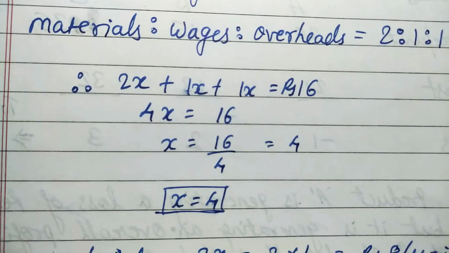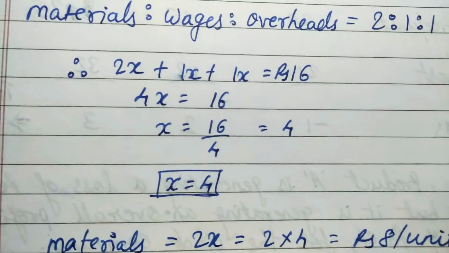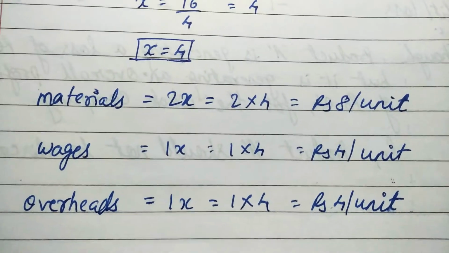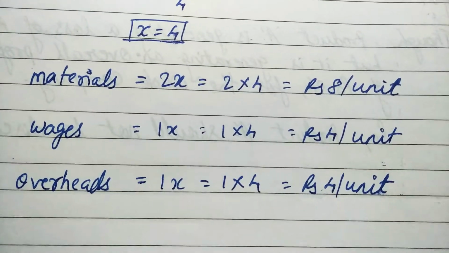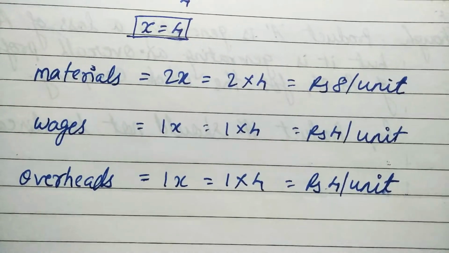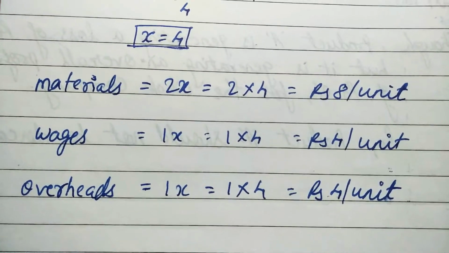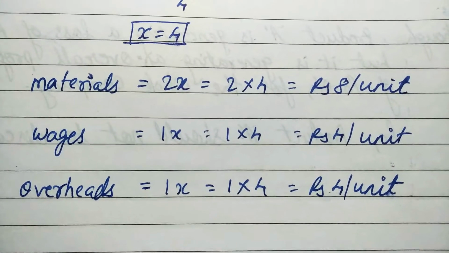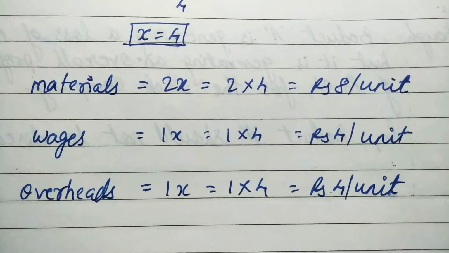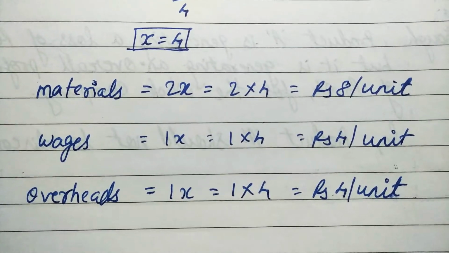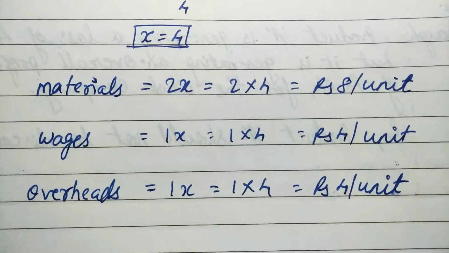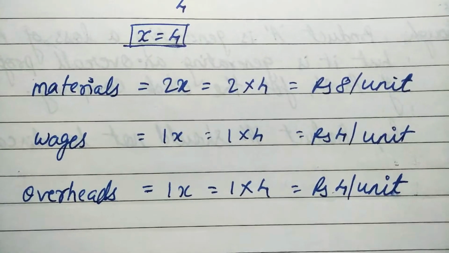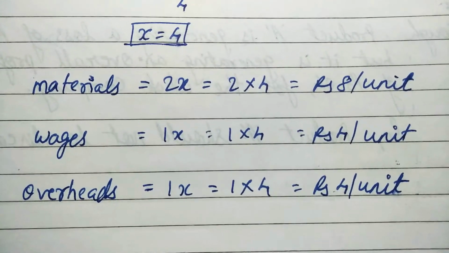So if the value of x is 4, materials is 2x, so the value of materials is 2 into 4, that is 8 rupees per unit. Wages come to 1x, that is 1 into 4, 4 rupees per unit. Similarly, overheads also come to 4 rupees per unit. Now, once we have the material, wages and overhead per unit costs available with us, it becomes very simple to calculate the working capital requirement from the working capital statement. So let's frame the working capital statement now.